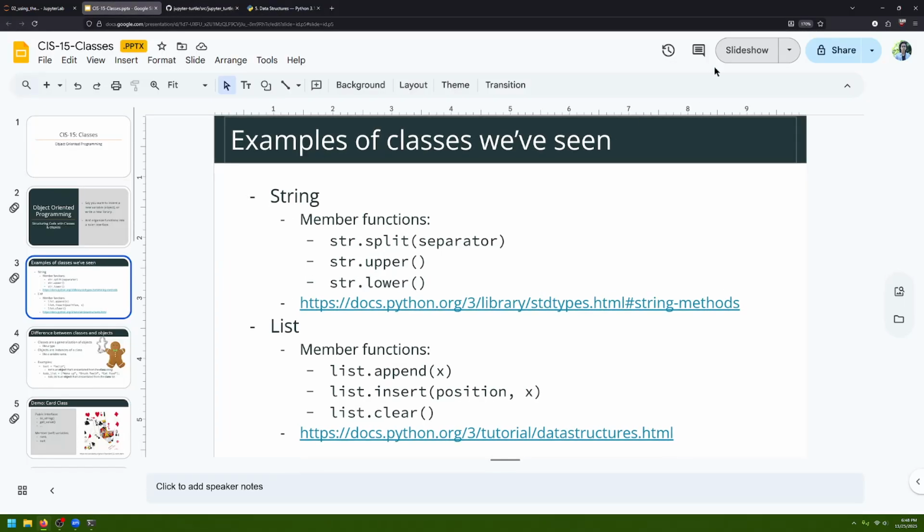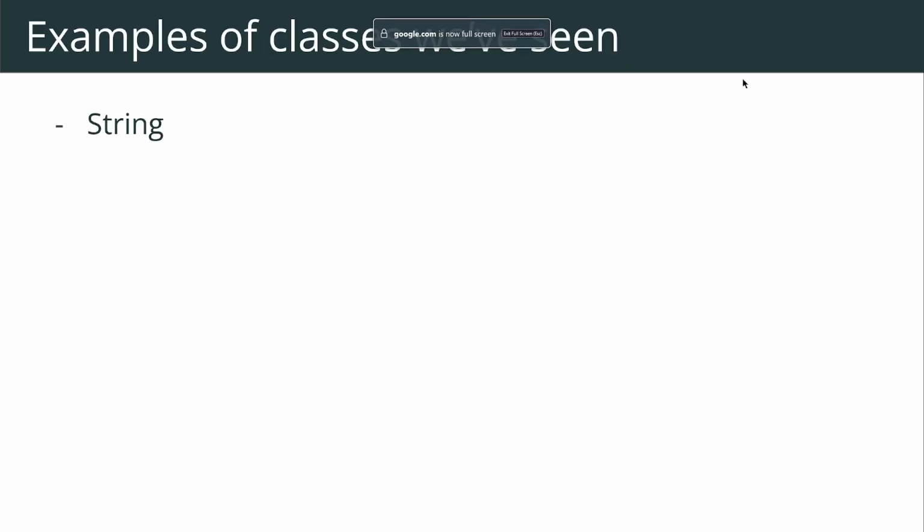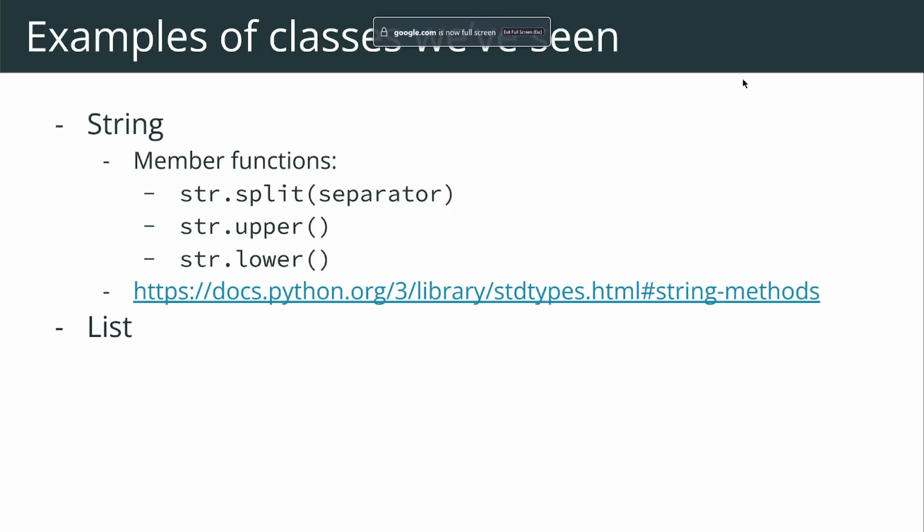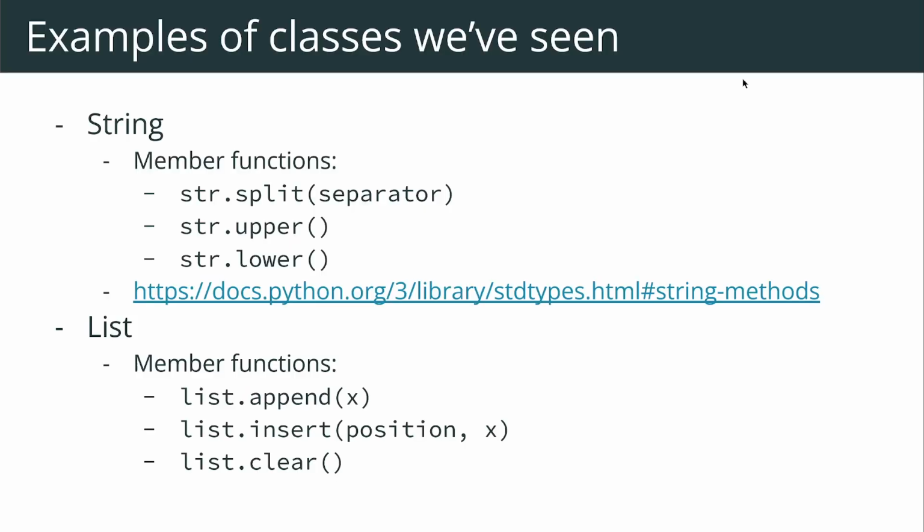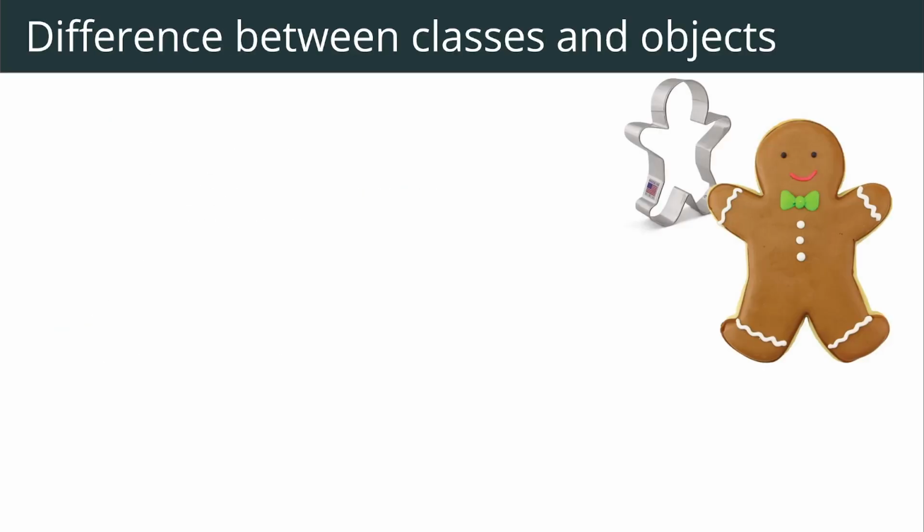So we've seen object-oriented programming before. We saw the turtle, strings, and lists. So let's see. There's some terminology I want to formalize here.